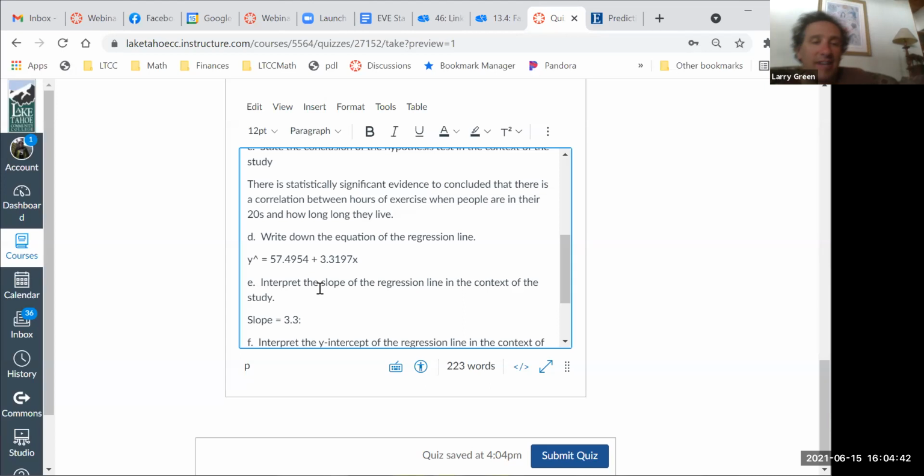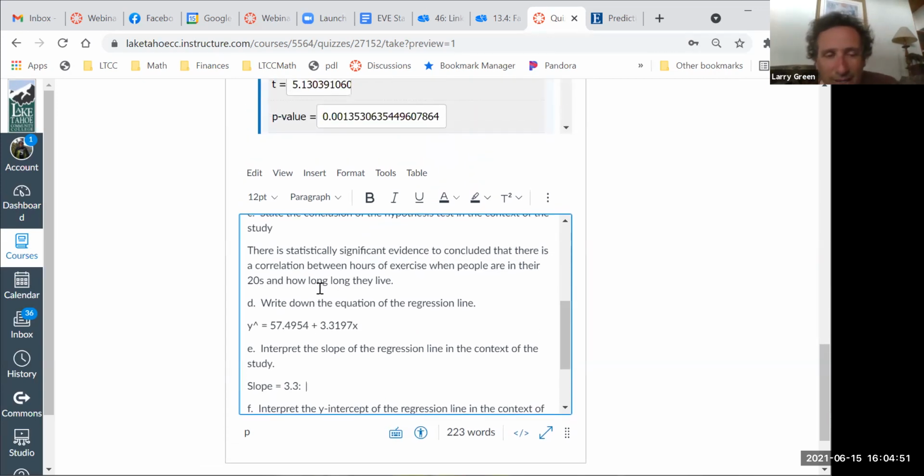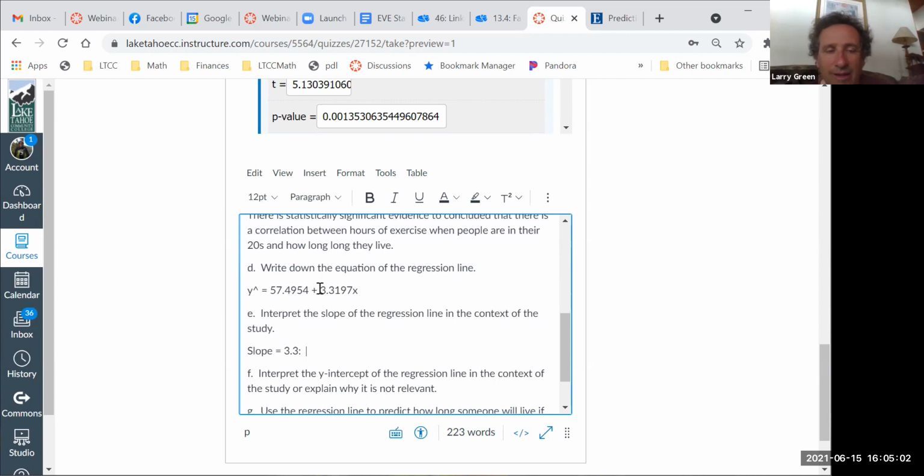And when I say context of the study, this is very important because I see that in some of the exams, you don't listen to it. Context of the study means you better write about exercise and longevity. If you don't write about exercise and how long someone lives, then you have not put it in the context of the question. Do not just write down the definition. Make sure you write it down in the context of the question.